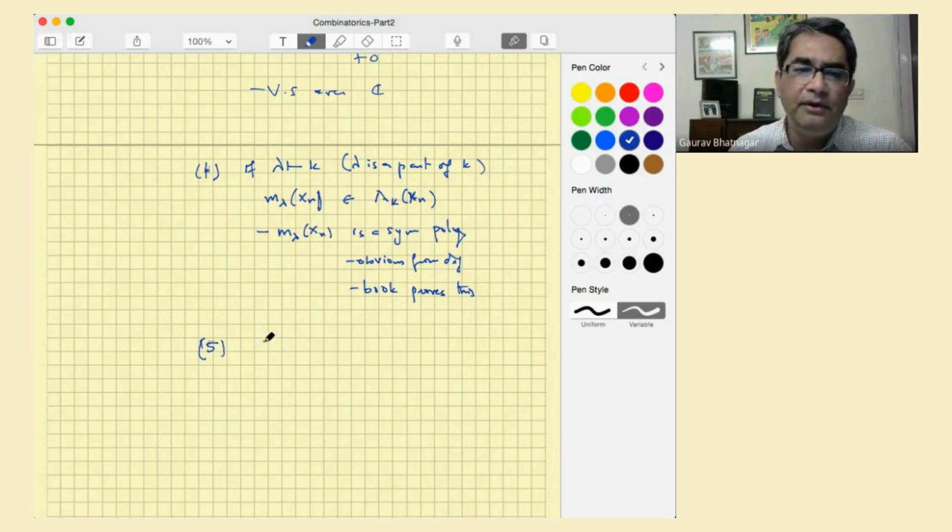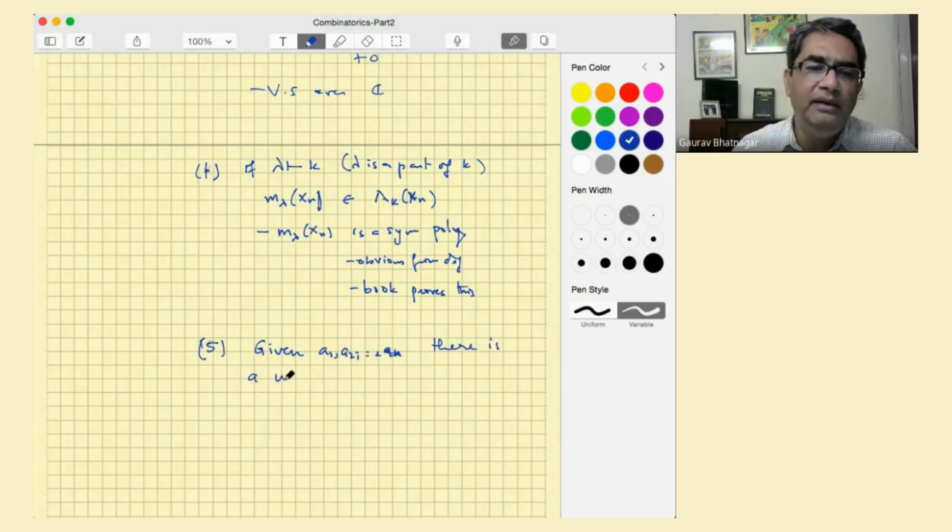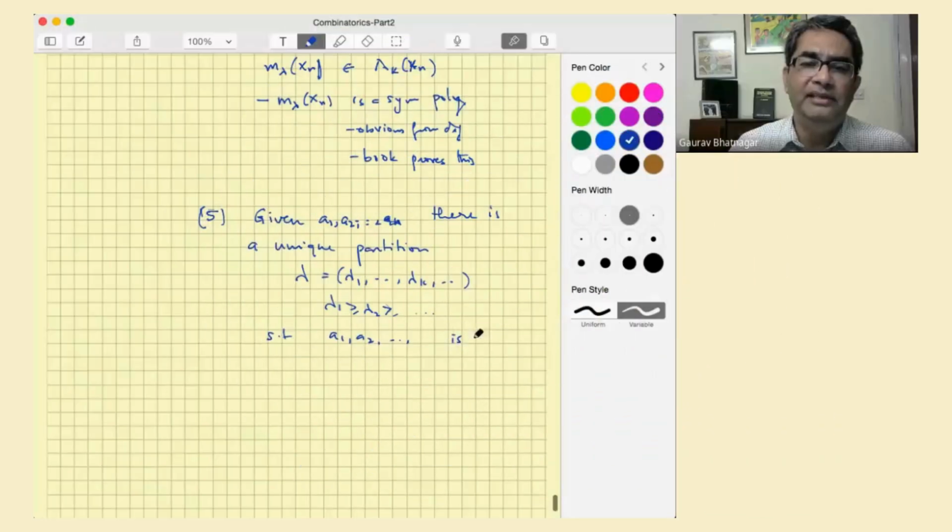And this is important to note that given a1, a2, up to an, there is a unique partition lambda, where lambda 1 is bigger than or equal to lambda 2, and so on, such that a1, a2, and so on is a permutation of lambda 1, lambda 2, and so on.